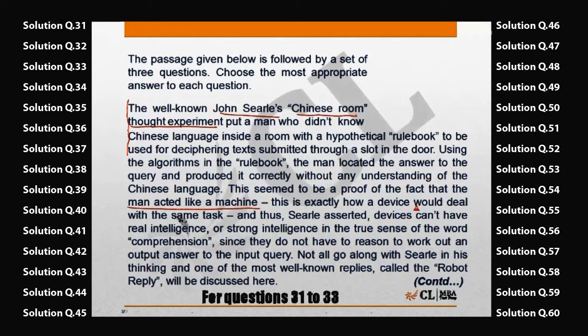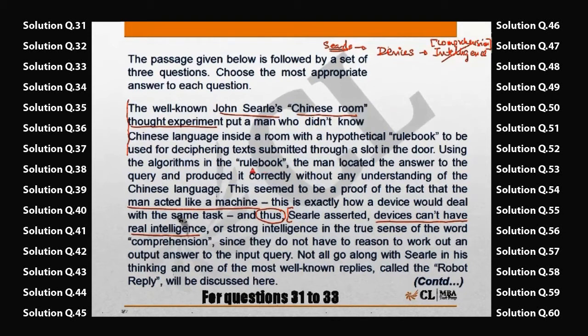This is exactly how a device would deal with the same task, and thus Searle asserted... after this, these are the very, very critical sentences. Thus Searle asserted devices can't have real intelligence. So one is that devices can't have real intelligence. That's a position of Searle's: no strong intelligence in the true sense of the word, comprehension. So intelligent in the sense of comprehension.